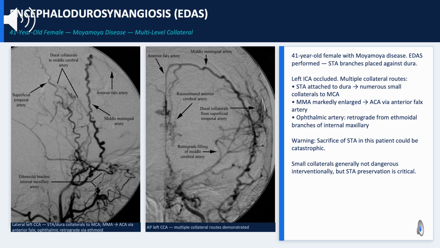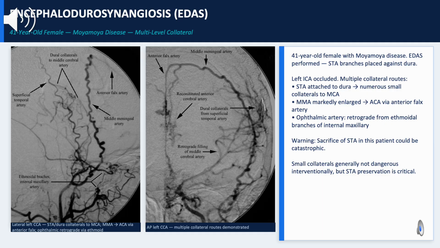This case of Moyamoya disease and encephalo-duro-synangiosis demonstrates the most complex collateral pattern in the course: a post-operative state with multiple simultaneously active collateral routes. The EDAS procedure has placed STA branches against the dura, and over time, hundreds of small collateral vessels have formed between the scalp vasculature and the ischemic cortex.